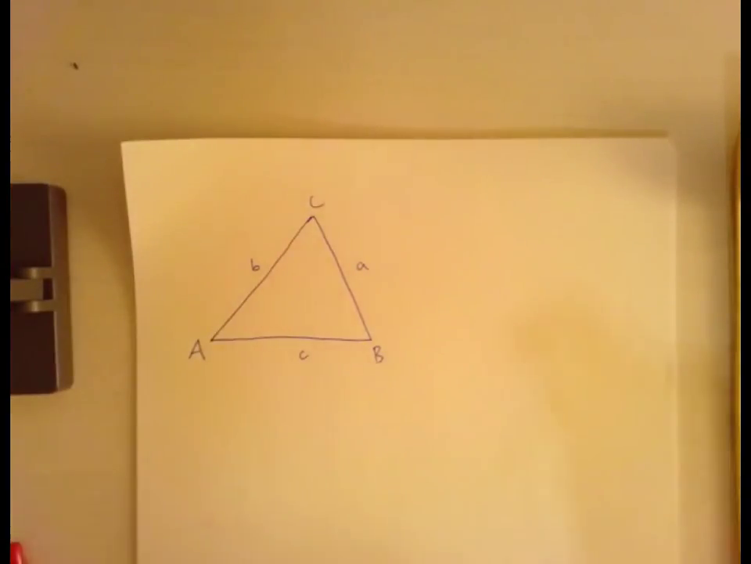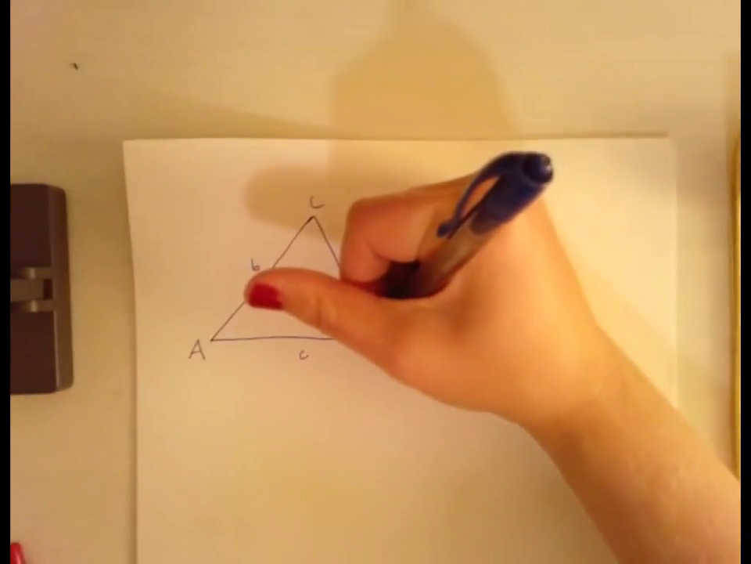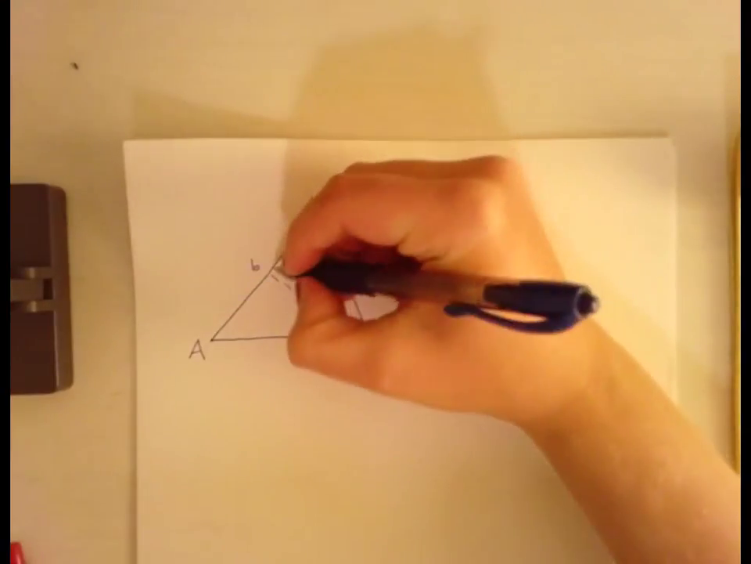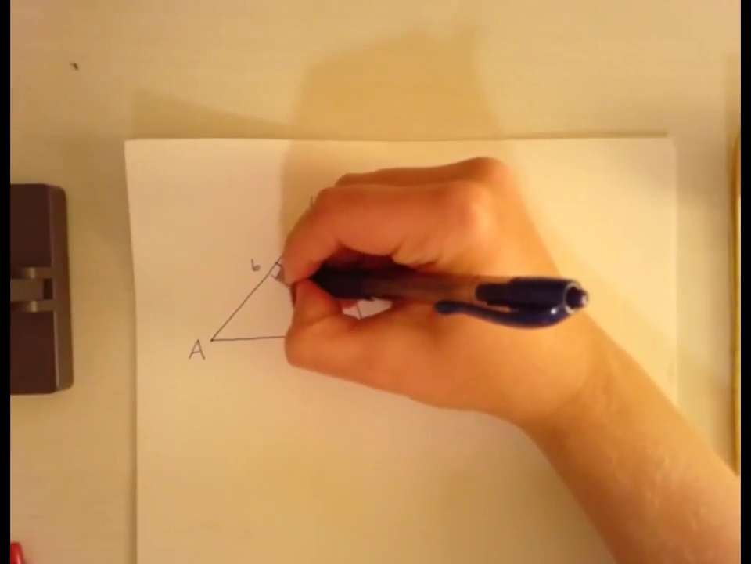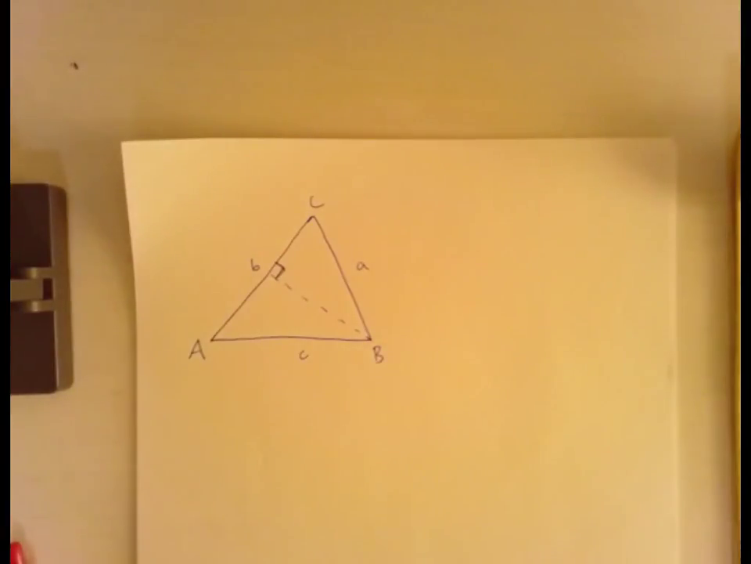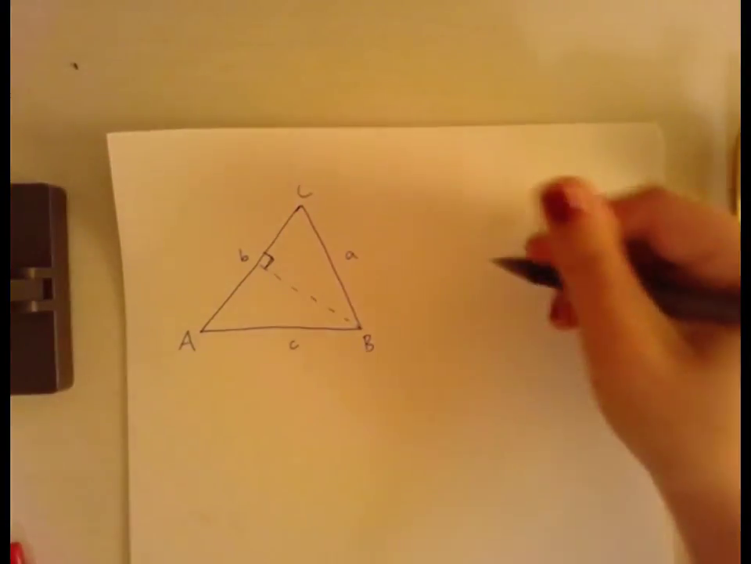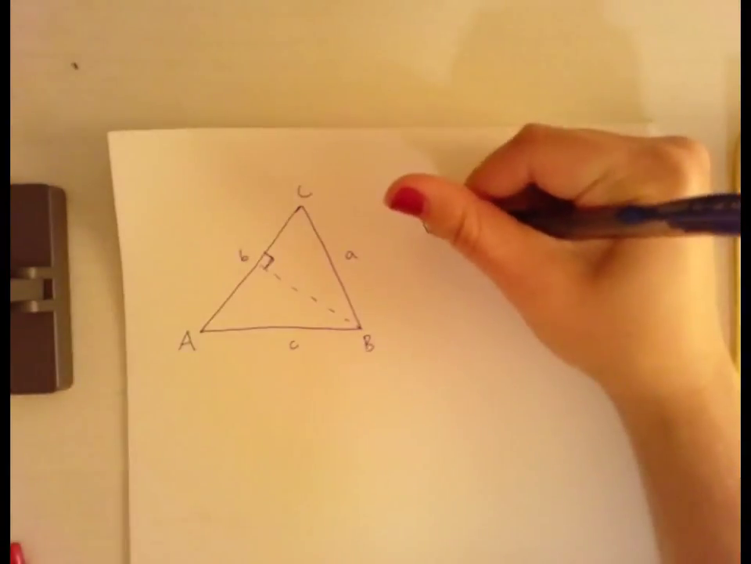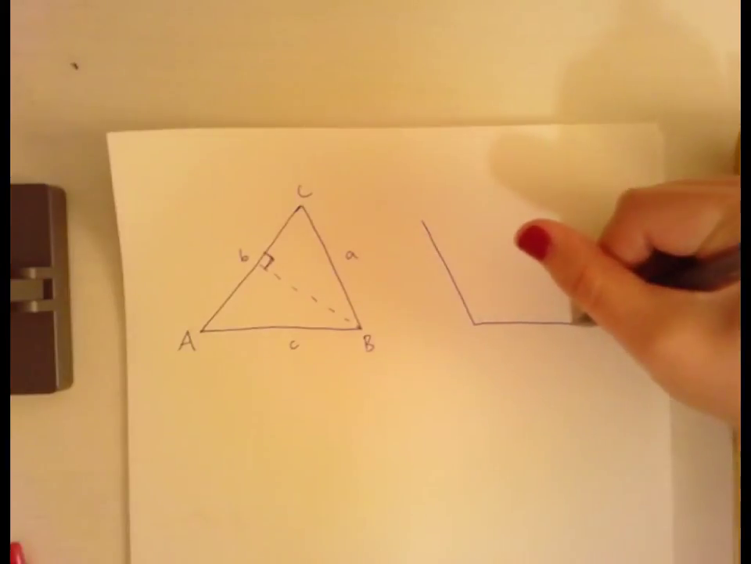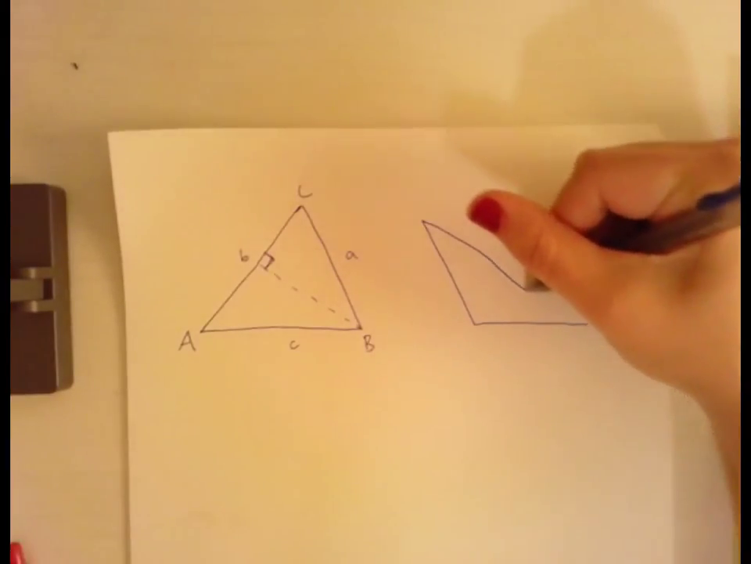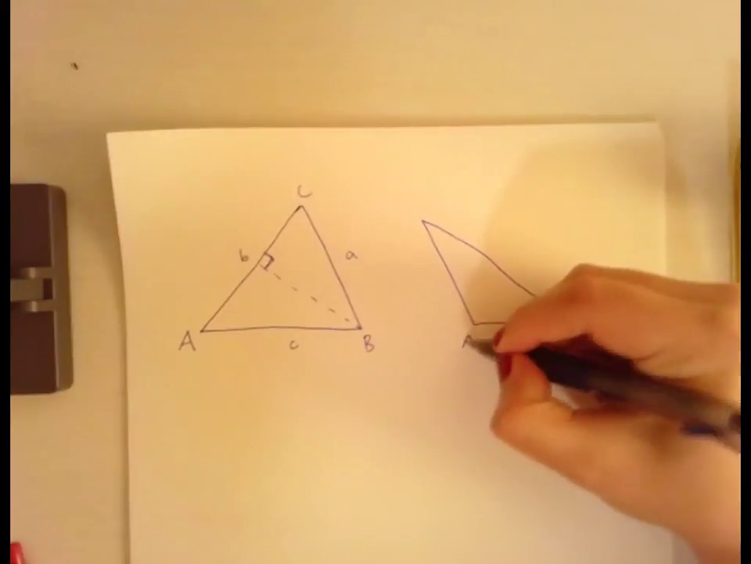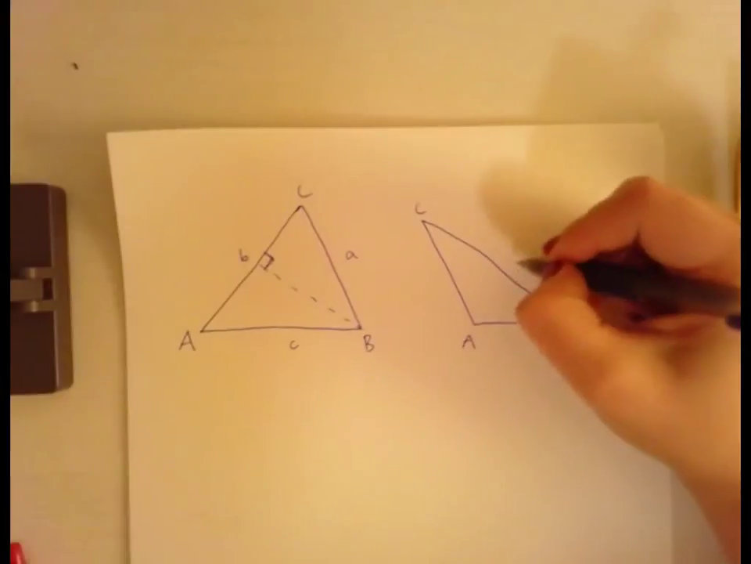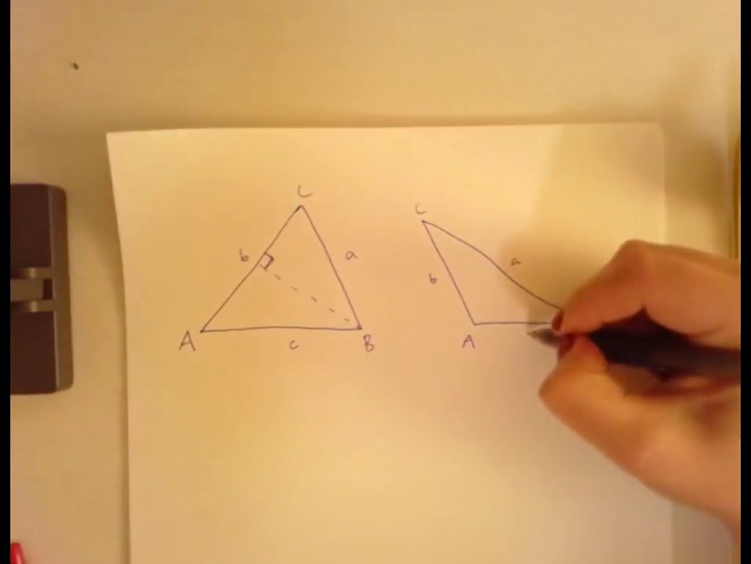I'm going to do an altitude from angle B out to side B, and I'm going to create a 90-degree angle that way. And on my obtuse A triangle, the one that looks kind of funkier, I'm going to label those sides once more: A, B, C, side A, side B, side C.